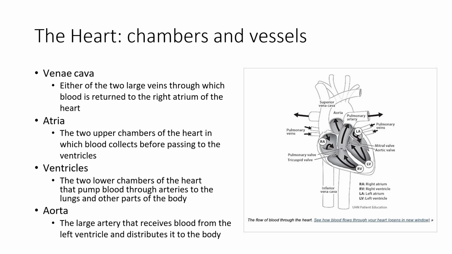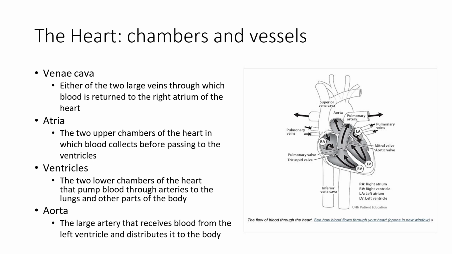The atria, so that right atrium and that left atrium, those are the two upper chambers that we discussed. They're the upper chambers of the heart, so those two upper rooms, and this is where the blood collects before passing to the ventricles. Once the blood has passed through the atria, it's now moved into the ventricles, and so those are the two lower chambers or rooms of the heart. And so these two larger rooms, if you remember, are responsible for taking that blood and pumping it through the arteries to the lungs and other parts of the body.